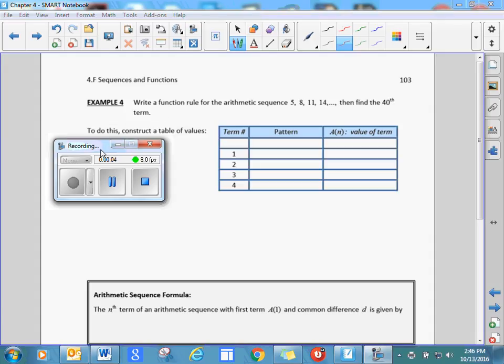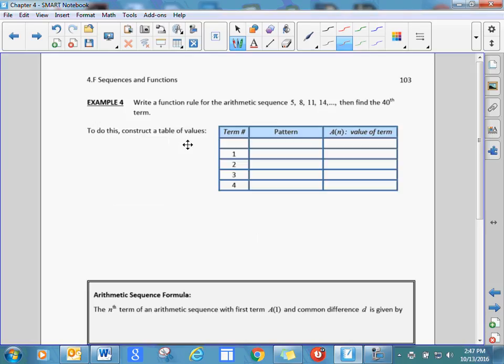There, we're at the top of 103, continuing to talk about sequences and functions. We've got an example here that's asking us to do a couple things, and this is really a typical kind of problem when you're dealing with an arithmetic sequence. Remembering an arithmetic sequence gets from one value of a term to the next one, to the next one, to the next one by either adding or subtracting a constant value.